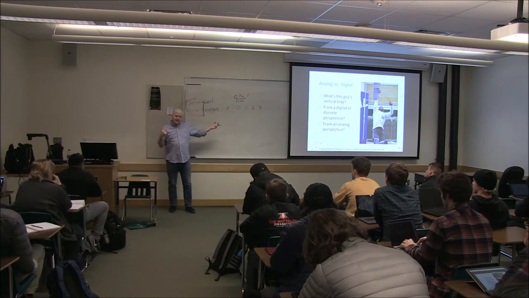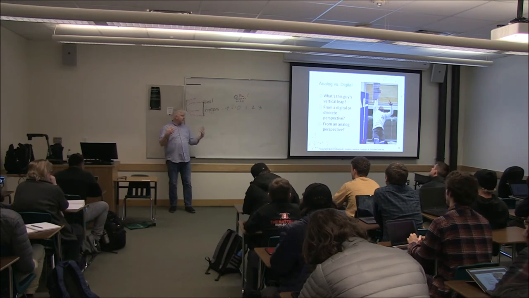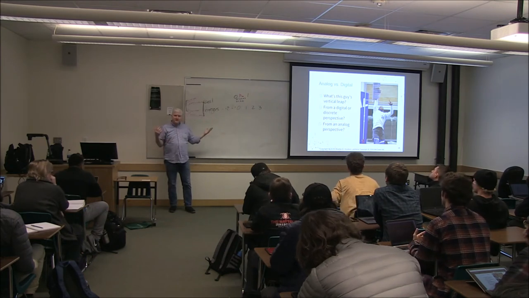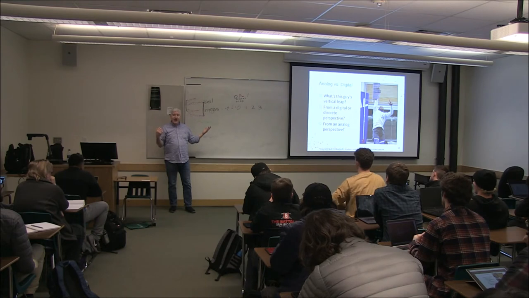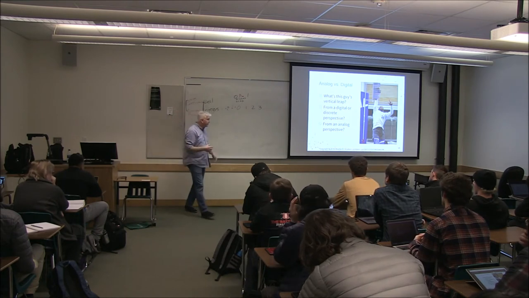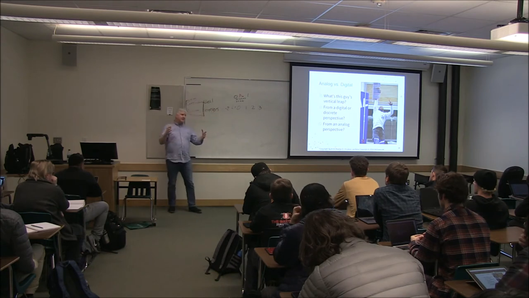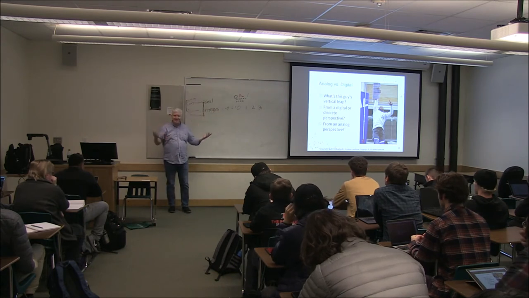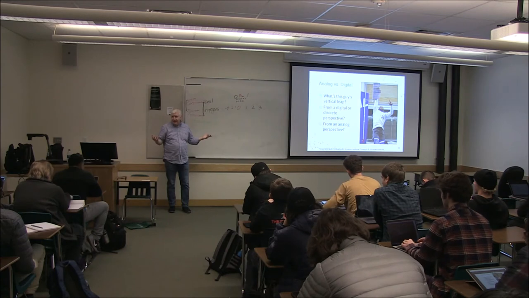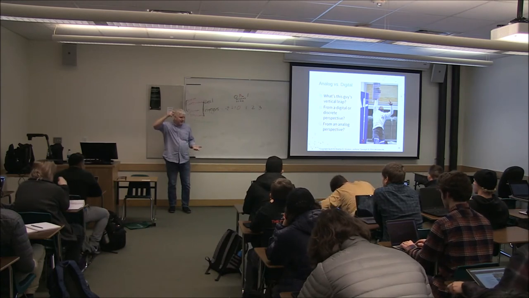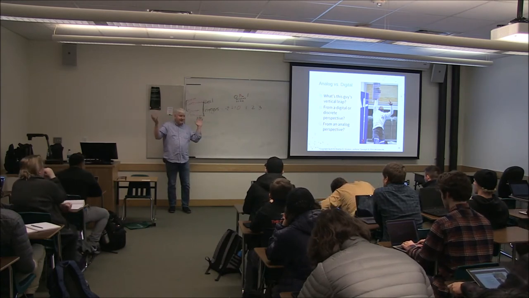From an analog perspective, from a true continuous function perspective, do we know what this guy's vertical leap is? Cannot know. Cannot know what the actual vertical leap is. So again, we're discretizing in order to create an approximation because it's not accurate, but it's within a half an inch. I mean, we do know it's within a half an inch of accurate.